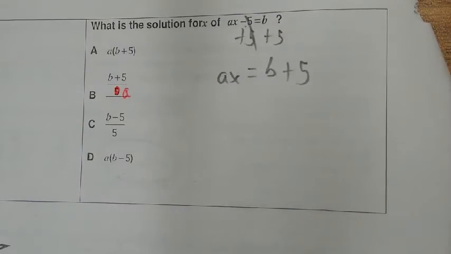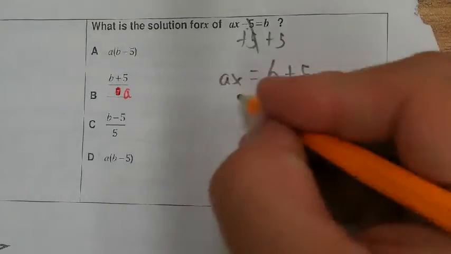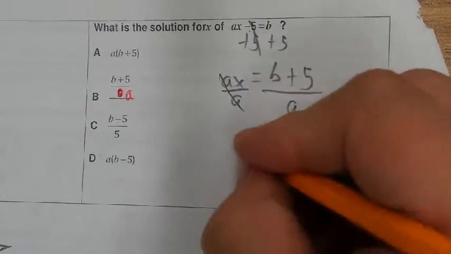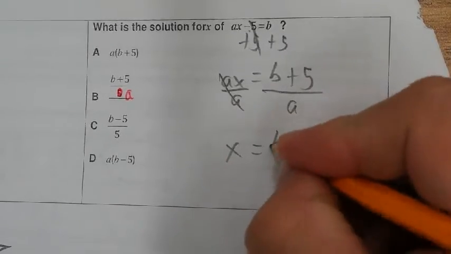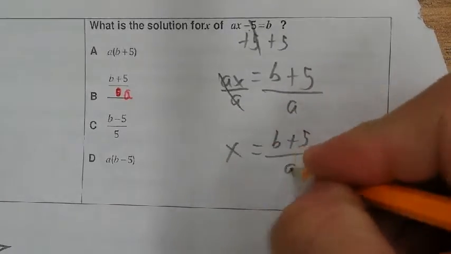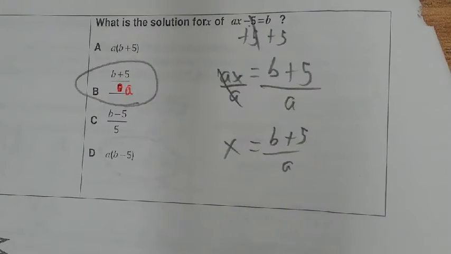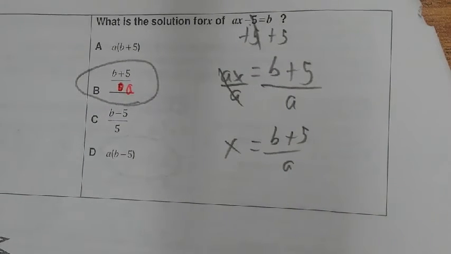And now how do we get the x by itself? What do we need to get rid of from the x? A. So the opposite of times a is divide by a. So you should get x equals b plus 5 over a. And that one would have been b. And y'all already had a good guess that that one's going to be b because I told you to scribble out the 5 and put an a.